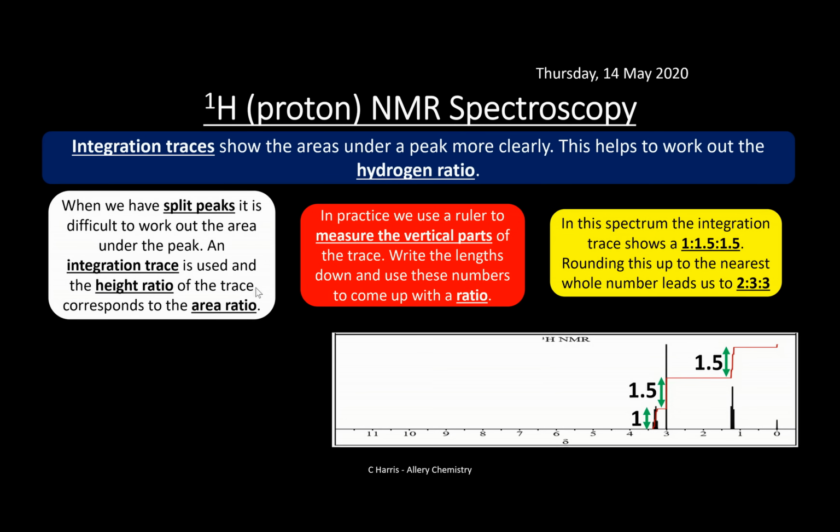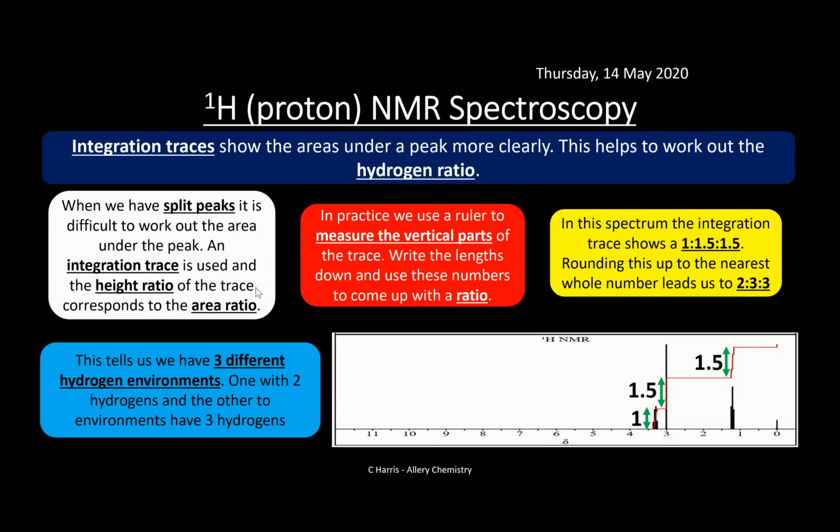In the spectrum, the integration trace shows us a 1 to 1.5 to 1.5 ratio. If we round that up to get a whole number, we get a 2 to 3 to 3 ratio. Okay, so it keeps it nice and neat. So this is our integration trace of a spectrum here. And this tells us that we have 3 different hydrogen environments because we've got 3 peaks. One has 2 hydrogens in, and the other two have 3 hydrogens. So we've got 2 to 3 to 3.